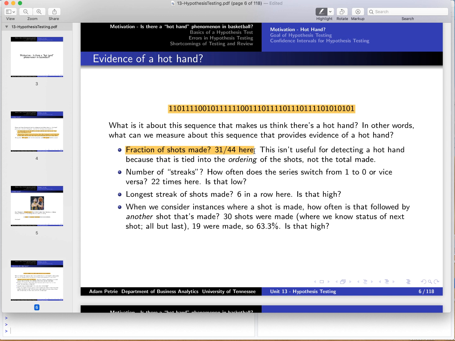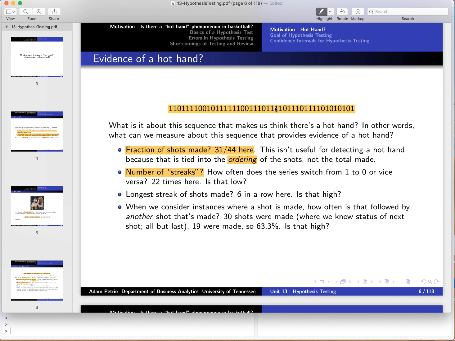Well, not really, because the presence or absence of a hot hand is really going to be tied into the ordering of the shots, and if we just look at the fraction of shots that were made, that doesn't really indicate whether or not we have streaks or non-streaks in that sequence. So what else could we potentially measure? Well, how about the total number of streaks here? How often does the sequence go from 1 to 0, back to 1, back to 0, etc.? If there's going to be a hot hand, there should be relatively few streaks, where we have long strings of 1s all in a row, punctuated by 0s here and there.